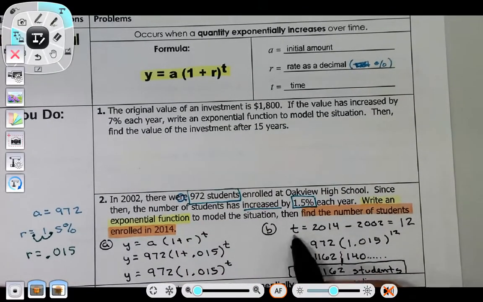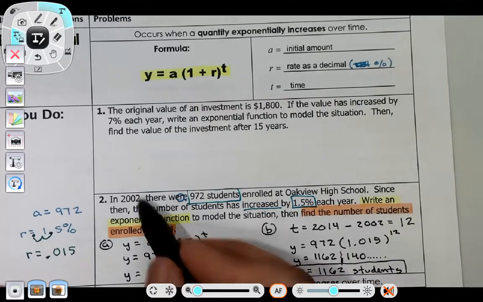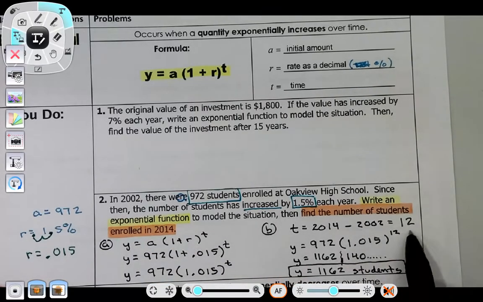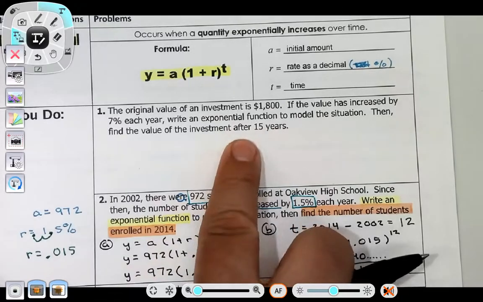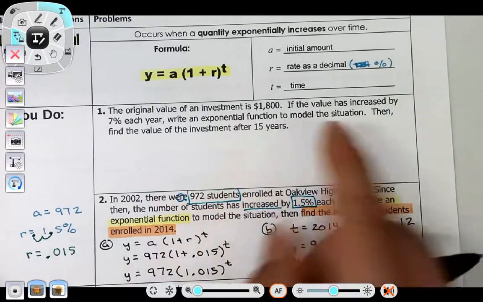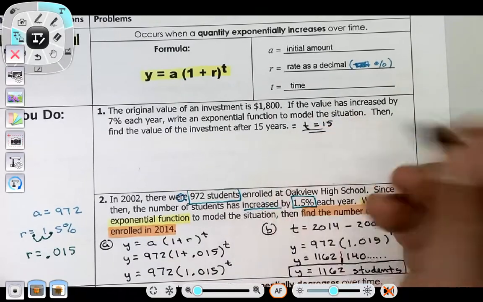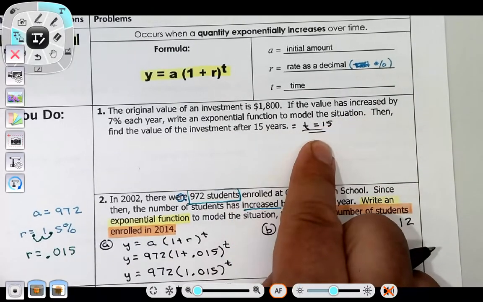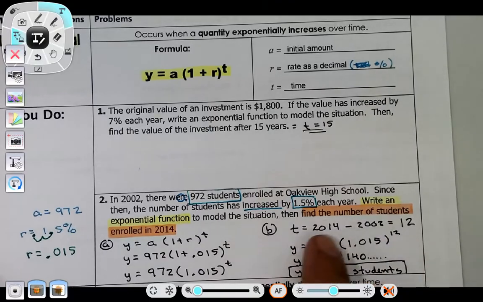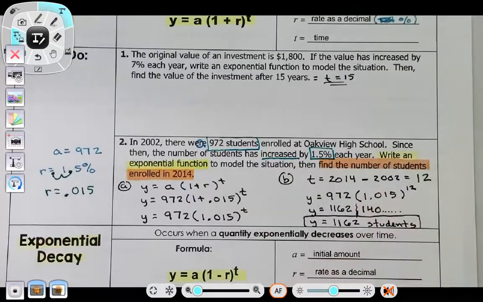And the other thing I wanted to mention, again, they gave me years. So you saw how we found the time. Look at this one. This one literally says 15 years. Well, then there's your T. T is 15. See, here they're giving it to me in problem number 1. Here, I had to figure it out. So just be careful. But you only have 3 more problems on this page.